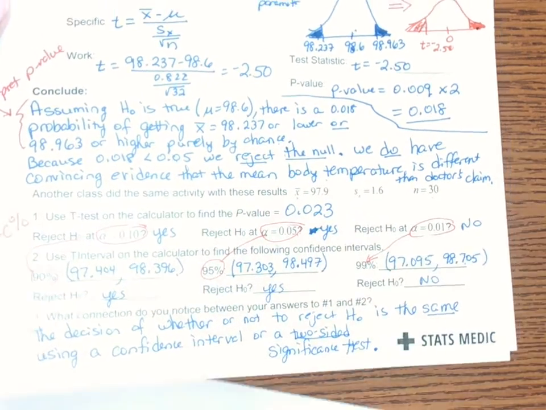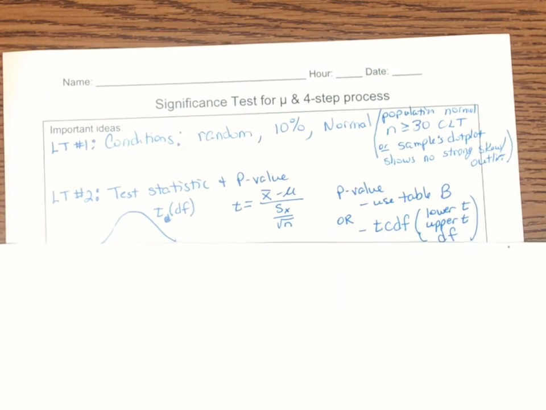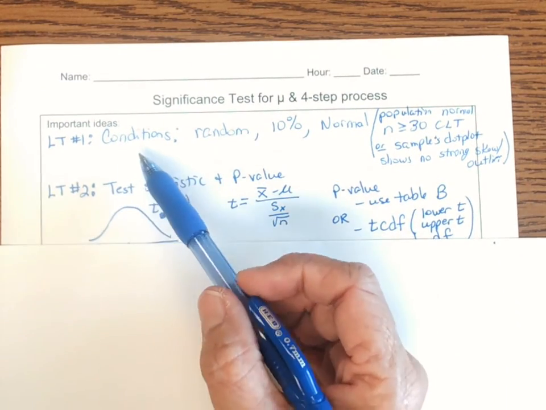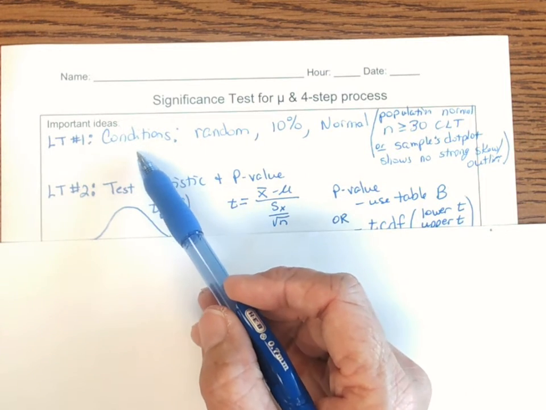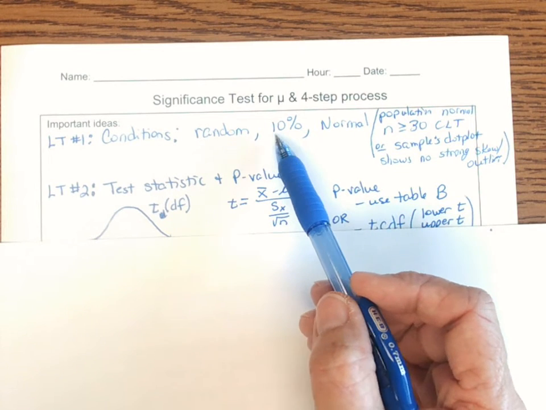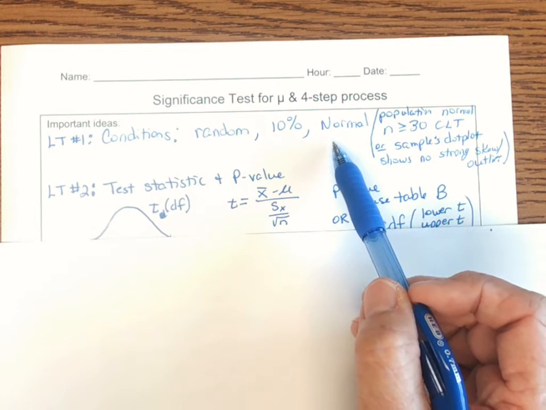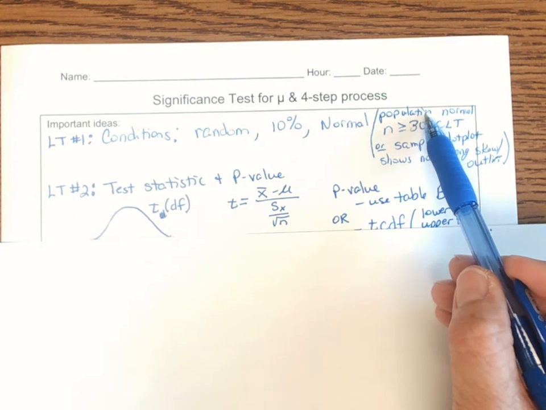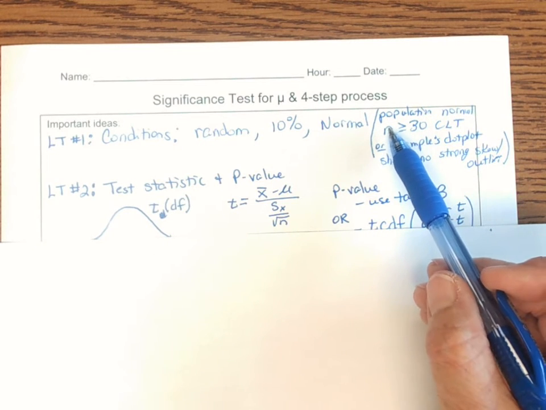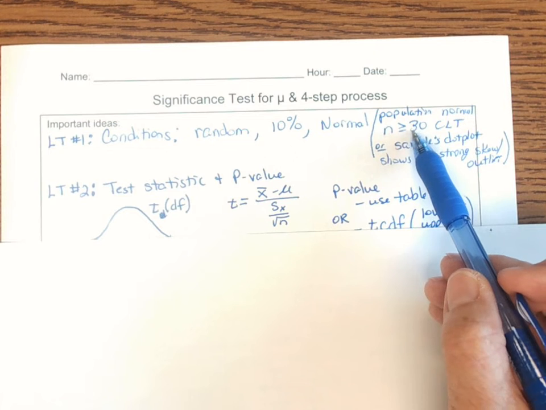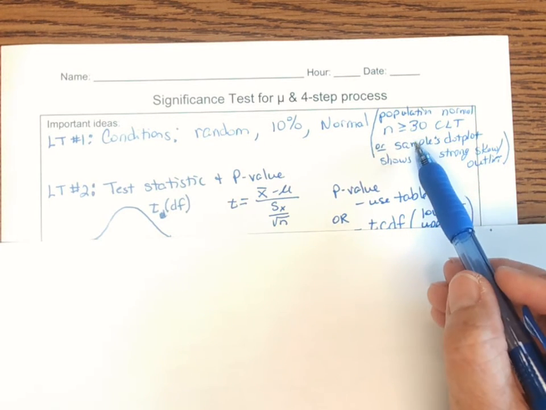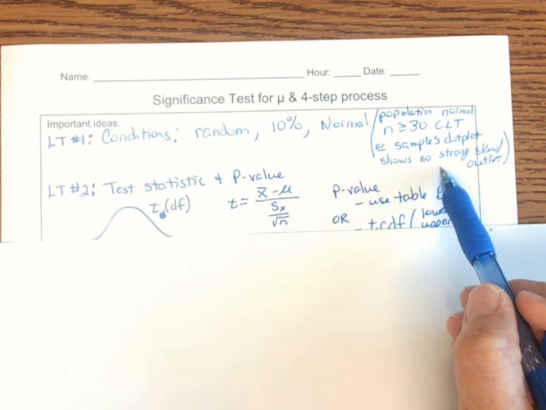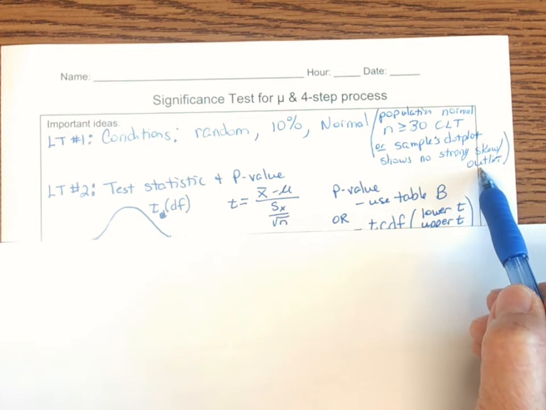Okay, let's look at the summary of our notes for today. And again, these are all filled in. You might want to pause this as you need to. So to do a significance test or hypothesis test for means, we still have to meet the three conditions: random, 10%, and is it normal? So either I'm told the population was normal, if that's not given, is my sample size greater than or equal to 30, and then we have the central limit theorem, or if neither of those two is true, we make a dot plot and we want it to show no strong skew or outliers.